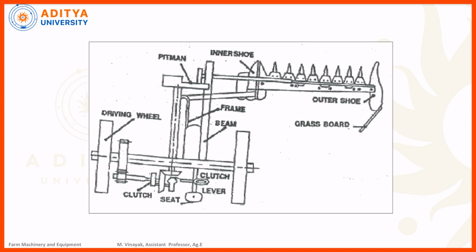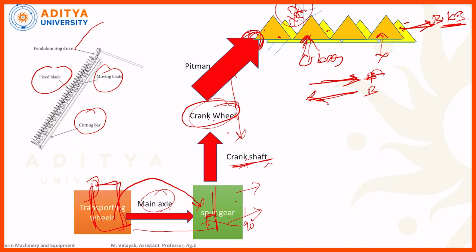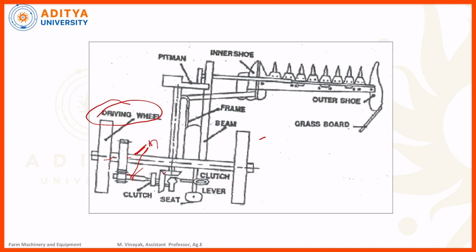So, this one is an animal drawn mower. Here the transportation wheel will be provided. From this transportation wheel, this one is the main axle. From this main axle, power will be transmitted into this gearbox. This gearbox transmits the power through the crank wheel and crankshaft to the pitman arm. Here the crank wheel and crankshaft will be provided.